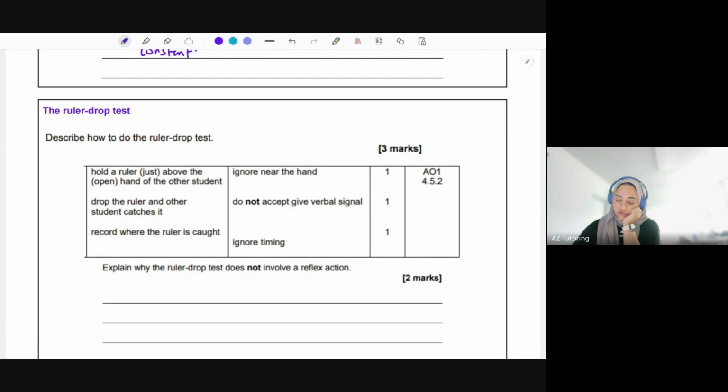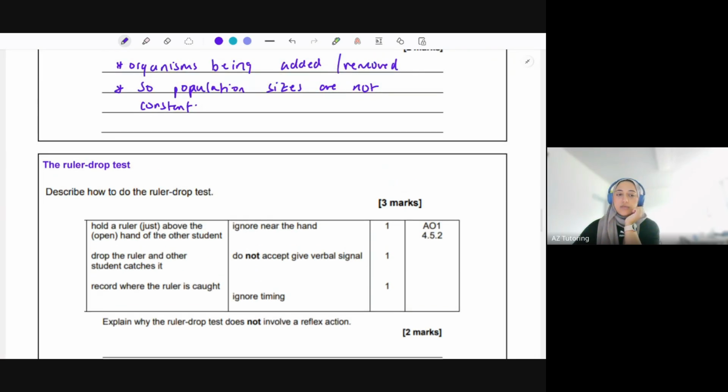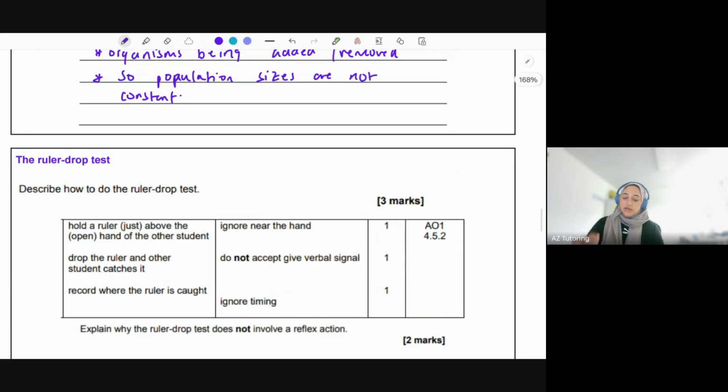Okay, so the ruler drop test. This might be one of the practicals that might come up tomorrow. It does tend to come up quite a bit in the biology paper 2s. What the ruler drop test is, it's measuring reaction time. If you want to test somebody's reaction speed, you could drop a ruler and just see how fast they're catching that, or what height they're catching that, and so on.